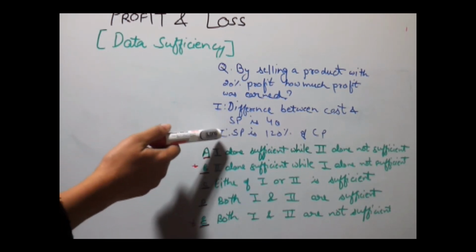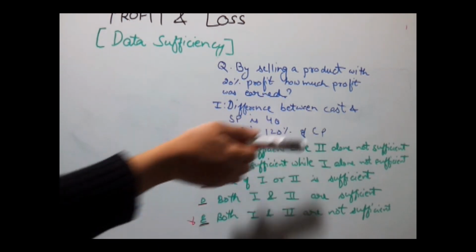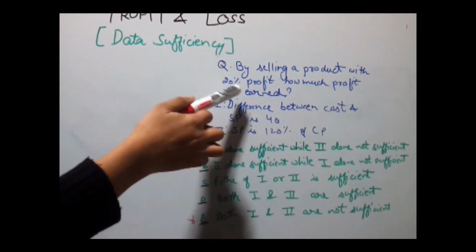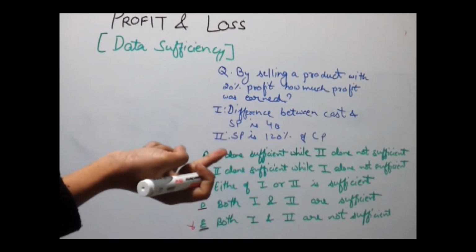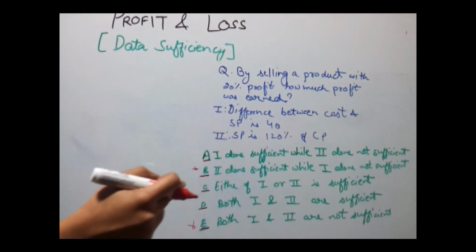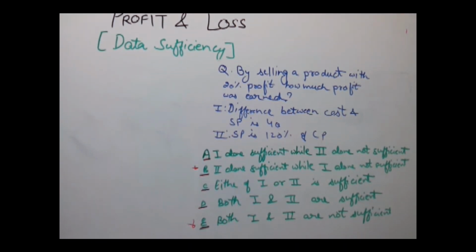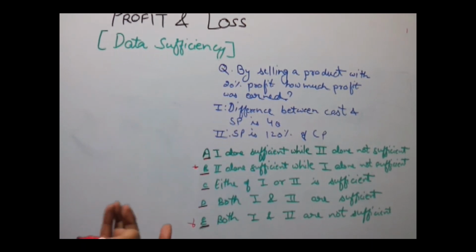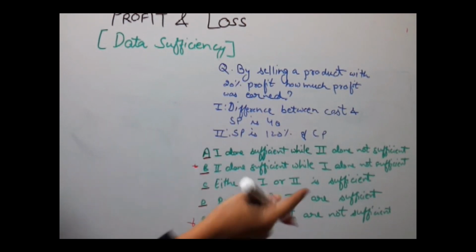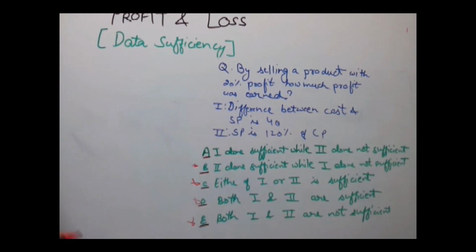Now we need to see whether the second is sufficient or not. Now SP is 120% of CP. This is similar to what is given in the question, that he sells a product at 20% profit. But using the second statement, we cannot calculate the profit because we don't know the actual price. Thus, statement 2 is eliminated. So this means that the second cannot give the answer. In this case also the second cannot give the answer. Thus, the correct option is A.